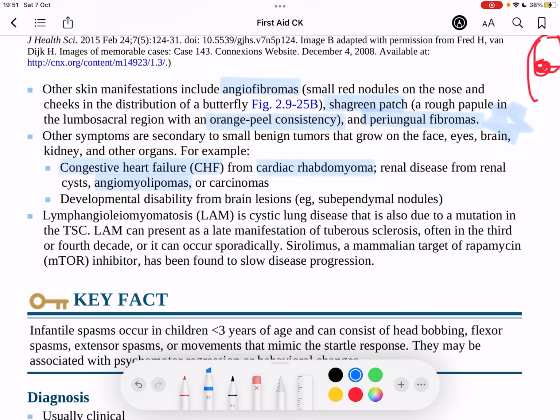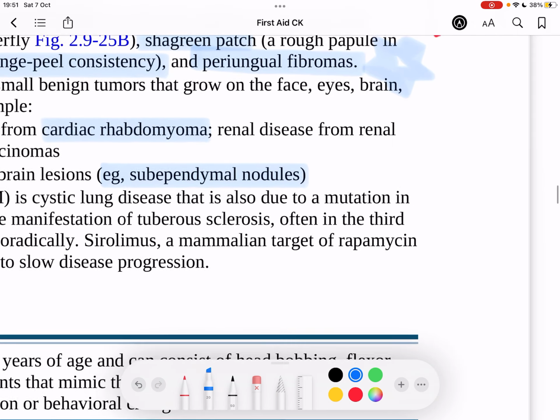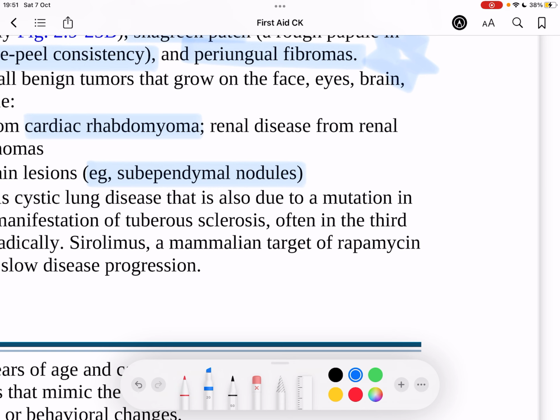That's again another very high yield association with the renal chapters, and other carcinomas as well, renal cell carcinoma. Developmental disability is usually seen from brain lesions. We have different types of brain lesions in tuberous sclerosis. We have subependymal nodules, and we also have cortical tubers as well.